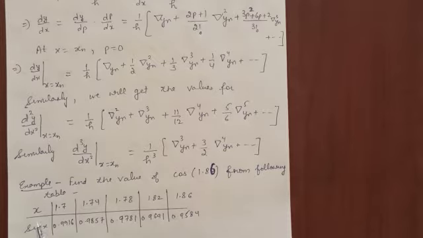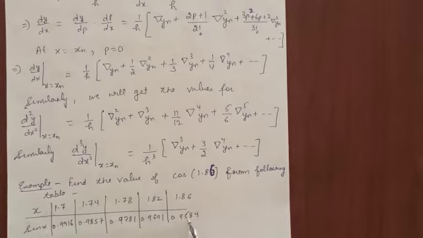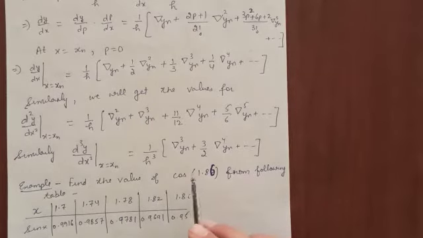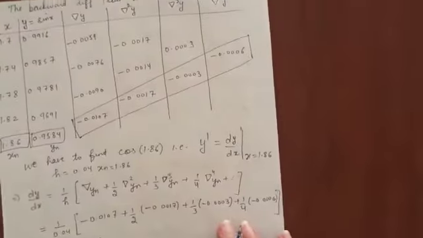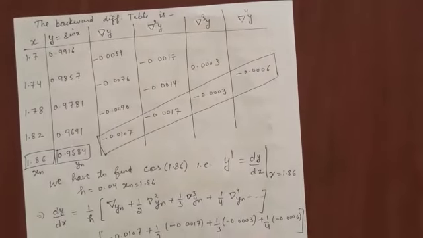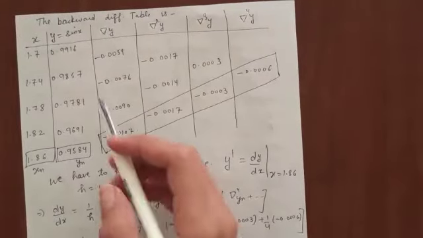You can check that here these are the values for x and these are the values for sin x, and it is given to find the value of cos. We know that the derivative of sin theta is cos theta, so clearly this is a question to find the derivative. To start with the solution, here we have made the backward difference table using the values of x.